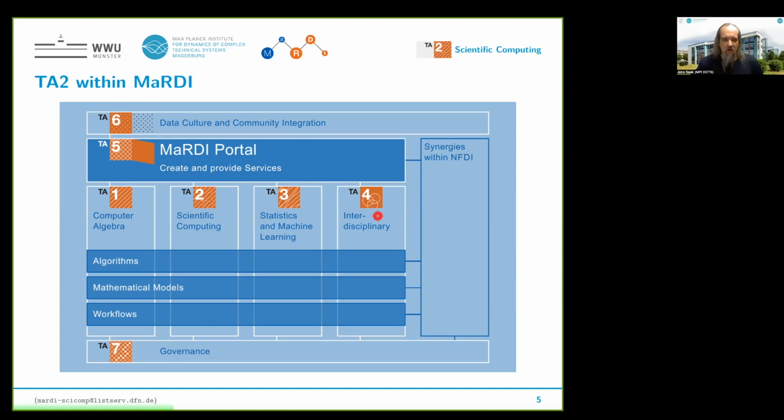And then obviously none of these gigantic project clusters can work without a proper governance. So there's a separate task area for this. And then obviously all these are somehow connected to other consortia inside the National Research Data Initiative.